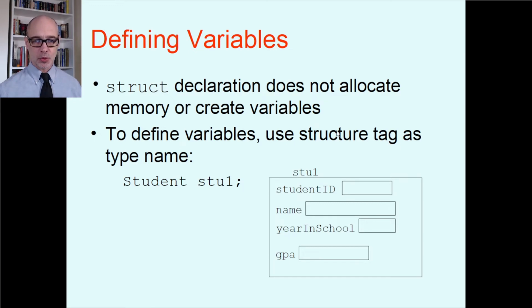So here we are using the structure tag as a type name, and I could write student stu1. And now I've just declared a variable of type student. The name of this variable is stu1 for what it's worth. And now something has been put into the memory system, this package of variables called stu1. And inside that package, of course, there's an integer for student ID, and there's a string for the name, and there's a short int for the year in school, and there's a double for GPA. And initially, all those memory locations would have random garbage, but then we could start assigning information into those locations and use them for storage.